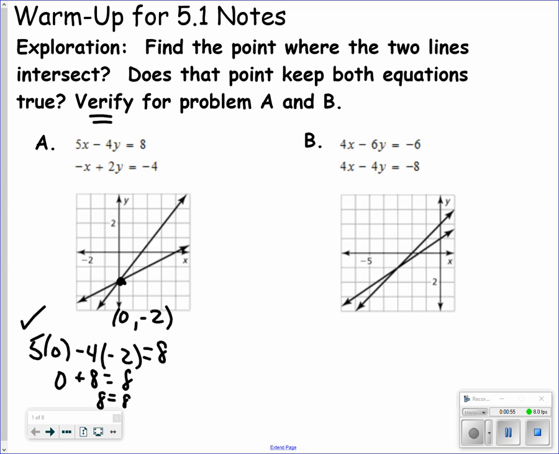And then I want you to try it for the bottom equation. So -0, 2 times -2. And so -0 is still 0. 2 times -2 is -4, and it also equals -4. So that's how to verify that it actually works in both equations.